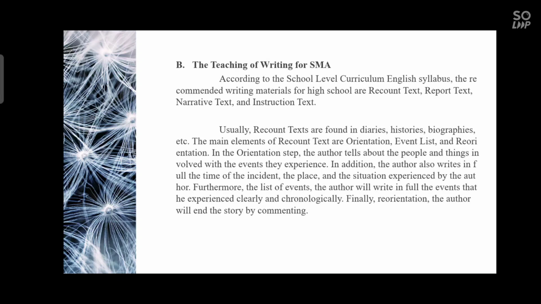reorientation. In the orientation step, the author tells about the people and things involved with the event they experienced. In addition, the author also writes in full the time of the incident, the place, and the situation experienced by the author. Furthermore, the list of events: the author will write in full the event that he experienced clearly and chronologically. Finally, reorientation: the author will end the story by commenting.